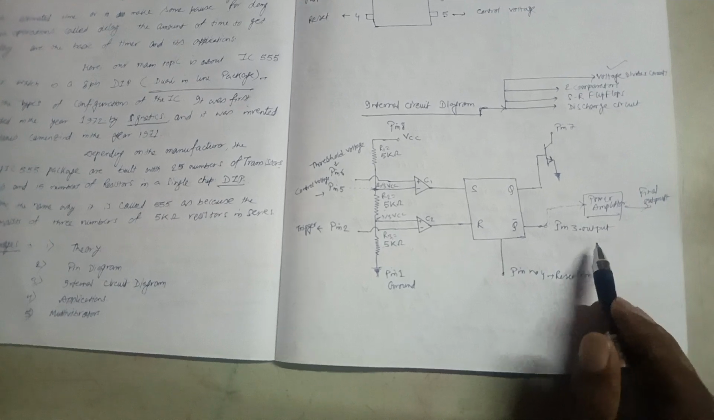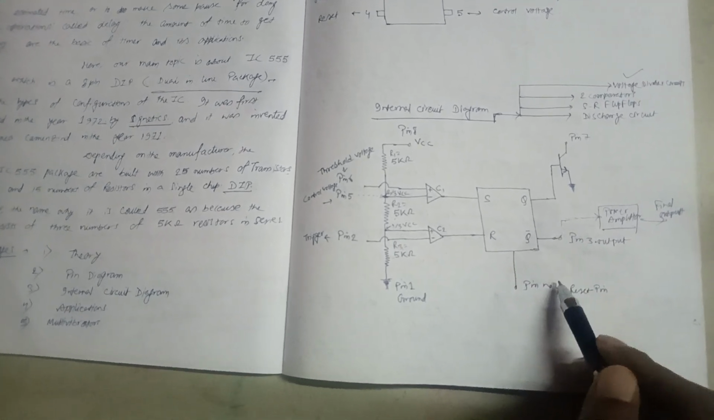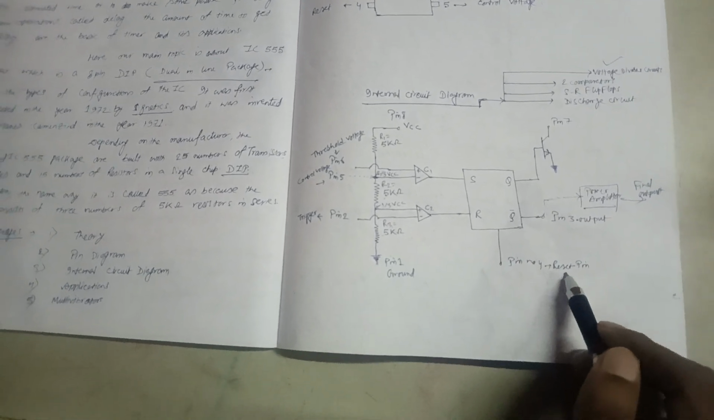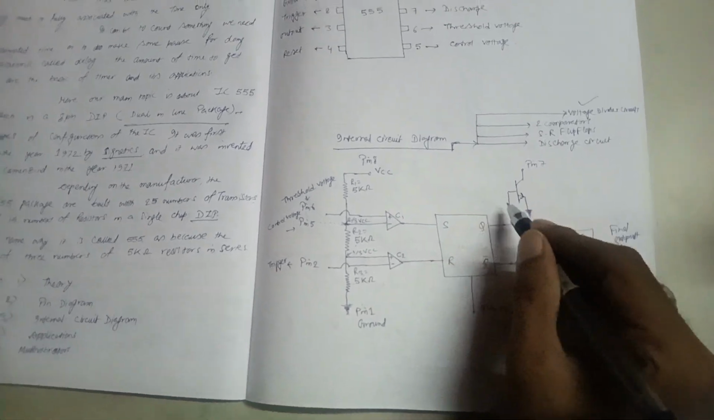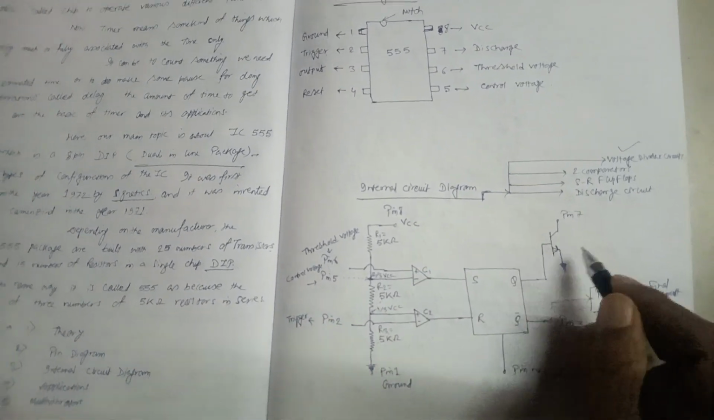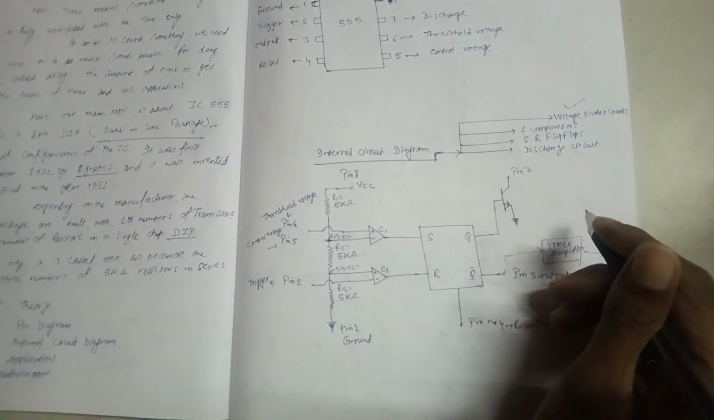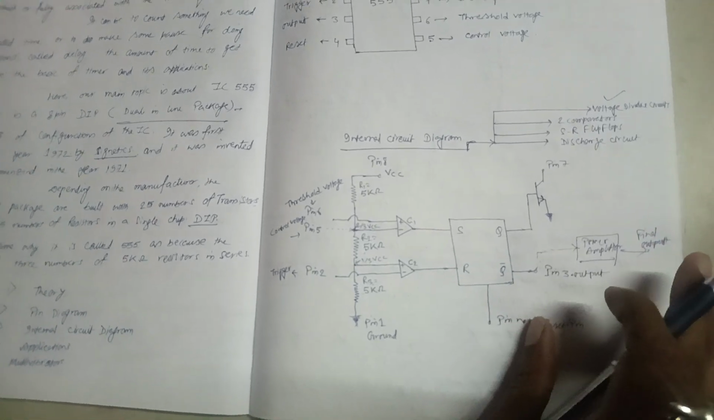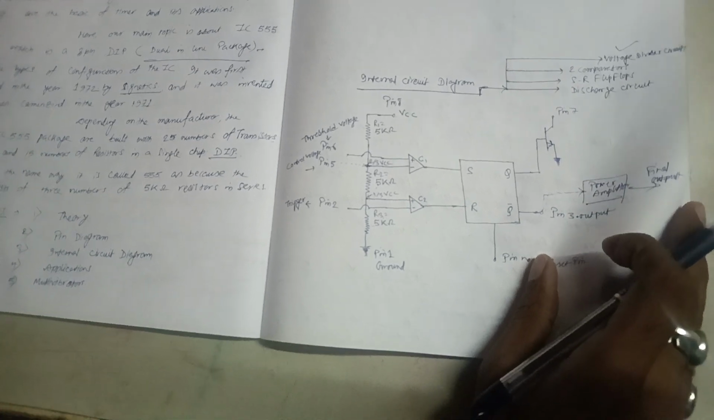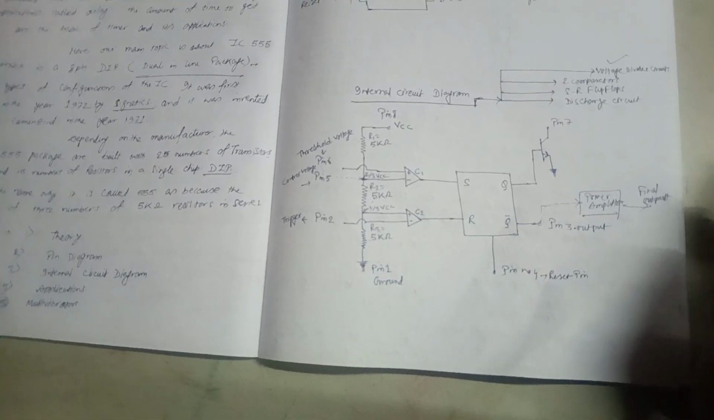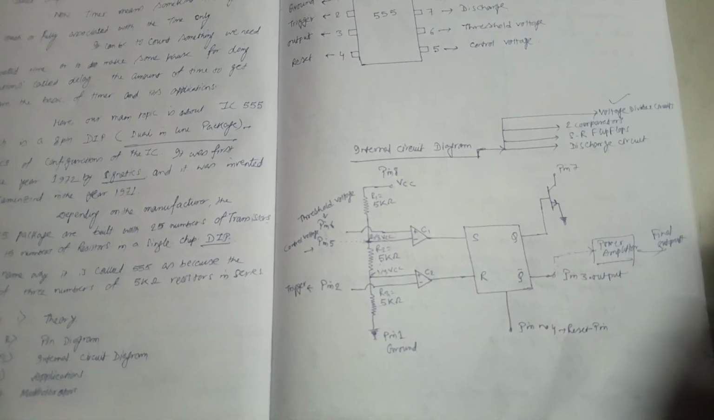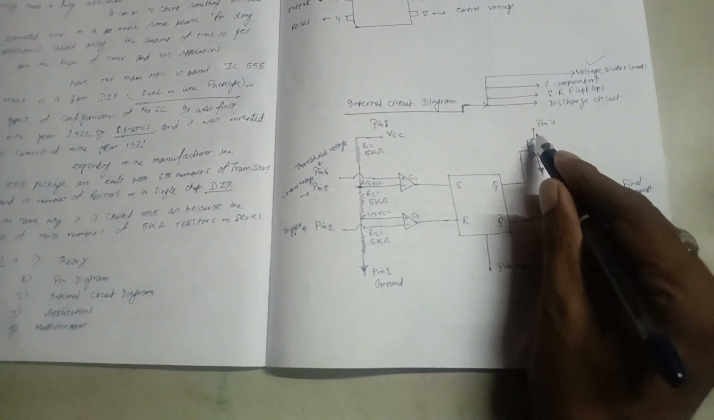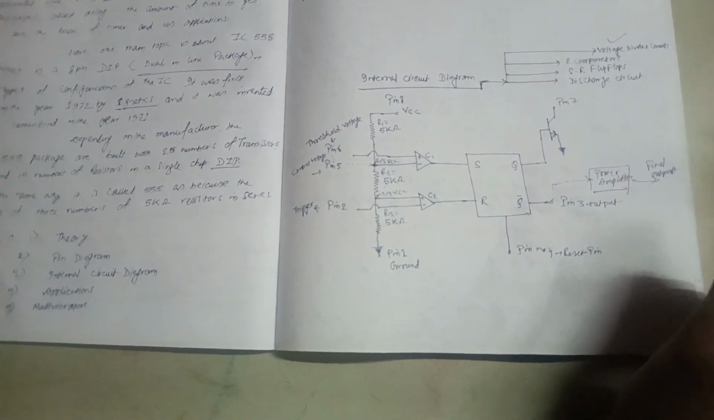One more thing is there. From the output, pin number 3, and pin number 4 is the reset pin. And here one transistor is there. We know there is a difference between a diode and a transistor. A diode acts like a rectifier, basically used to convert from AC to DC. But a transistor acts like a switch. Here we can see this is the base, this is the collector, this is the emitter.